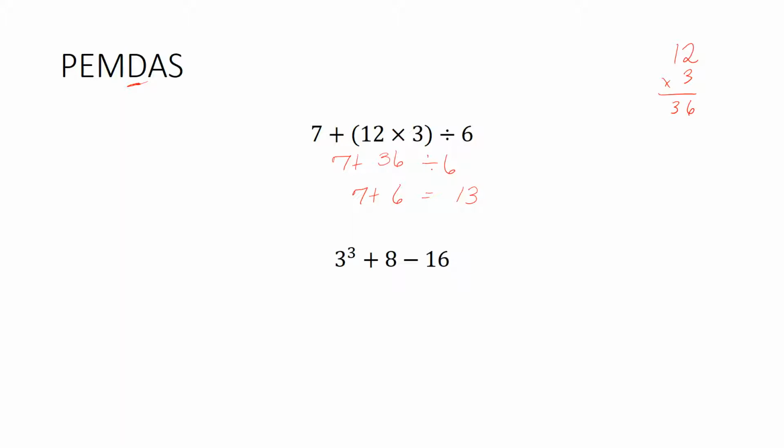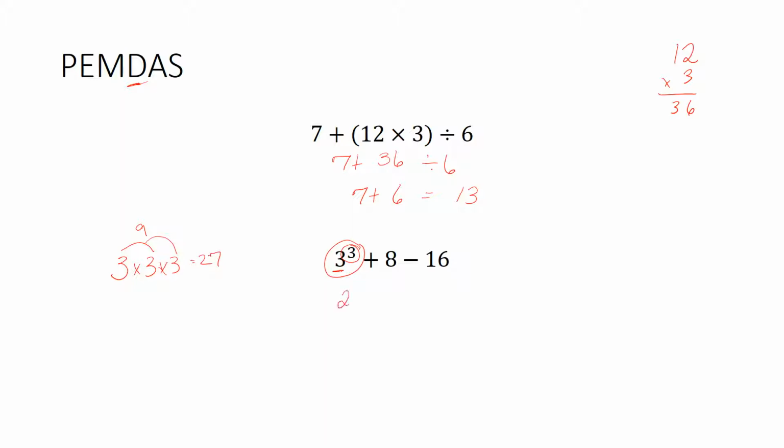Next up, we have no parentheses, but we do have an exponent, so we're going to have to work that first. Remember with exponents, this is the number we're multiplying. This tells us how many times we're doing it. This is not 3 times 3. It is 3 times 3 times 3. We've got multiple of them. So 3 times 3 is 9. So that's 9. 9 times 3 is 27.